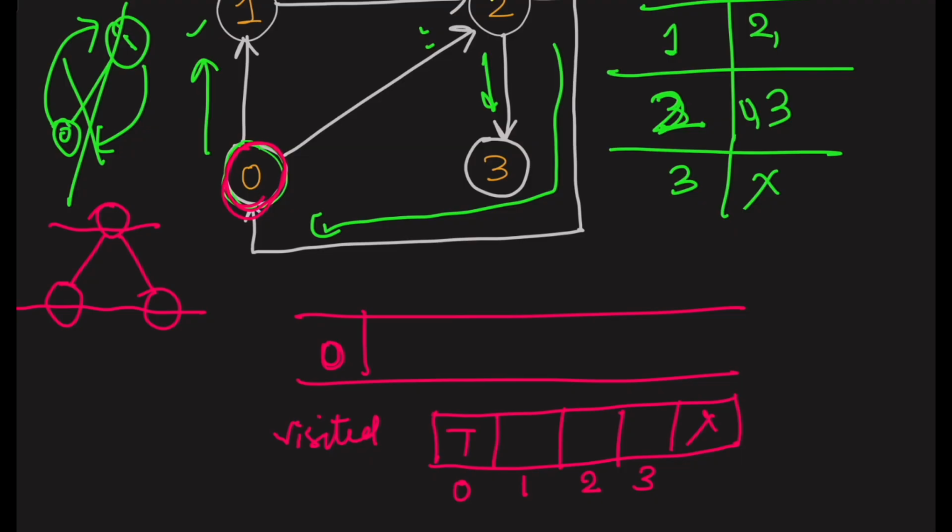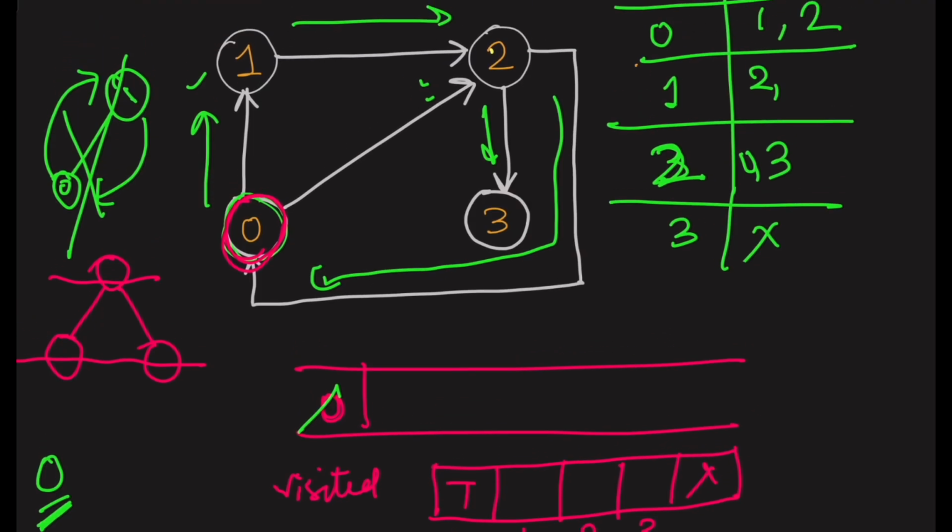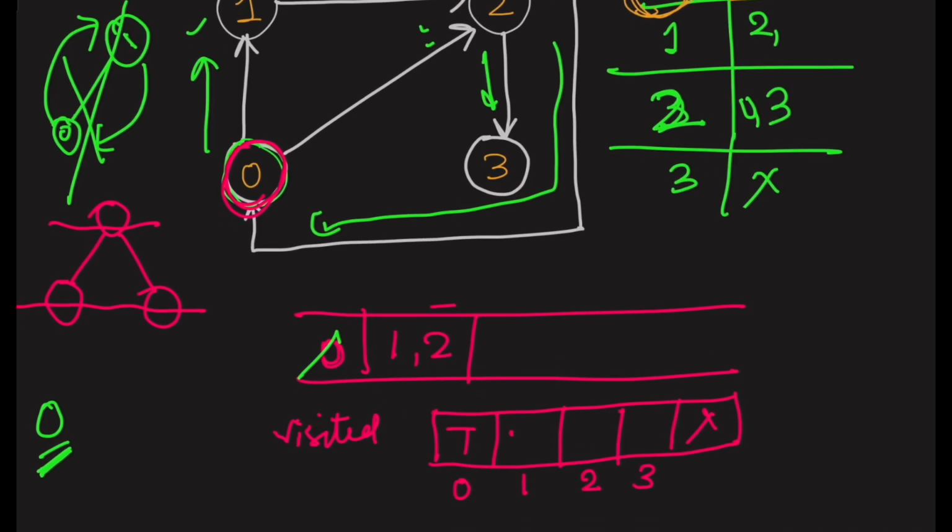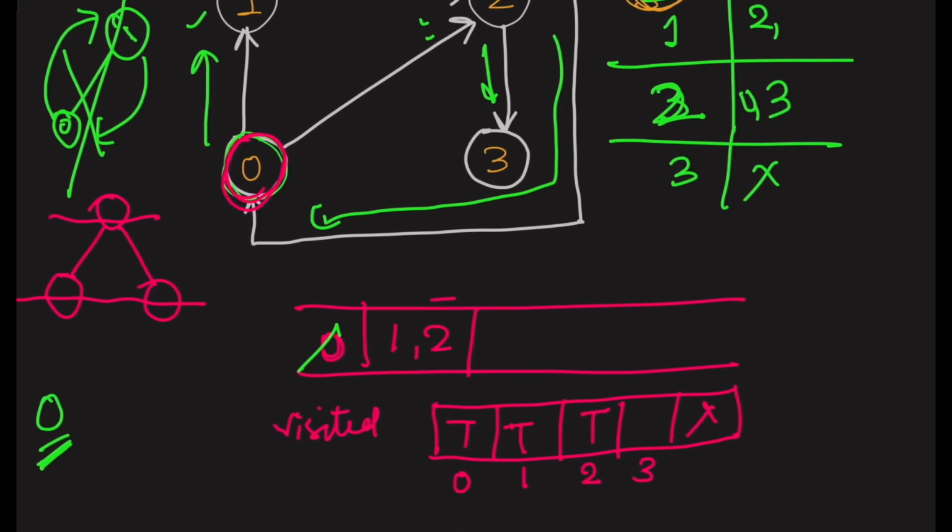Now we are going to see the children of 0 and add them to the queue. So first we need to pop 0. Now we are going to see what the neighbors of 0 are. We can follow our adjacency list: our neighbors are 1 and 2. So we add 1 and 2 to the queue. Since we have added them, we mark 1 and 2 as visited.